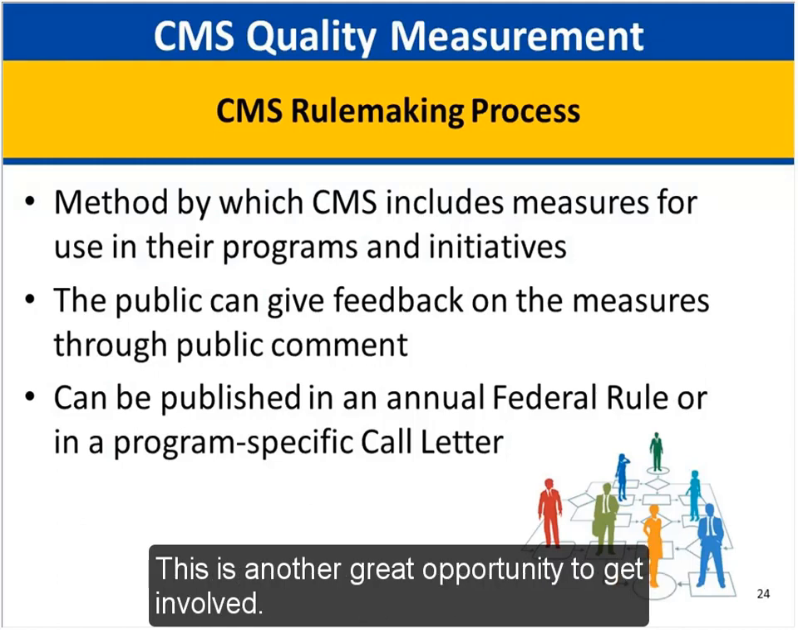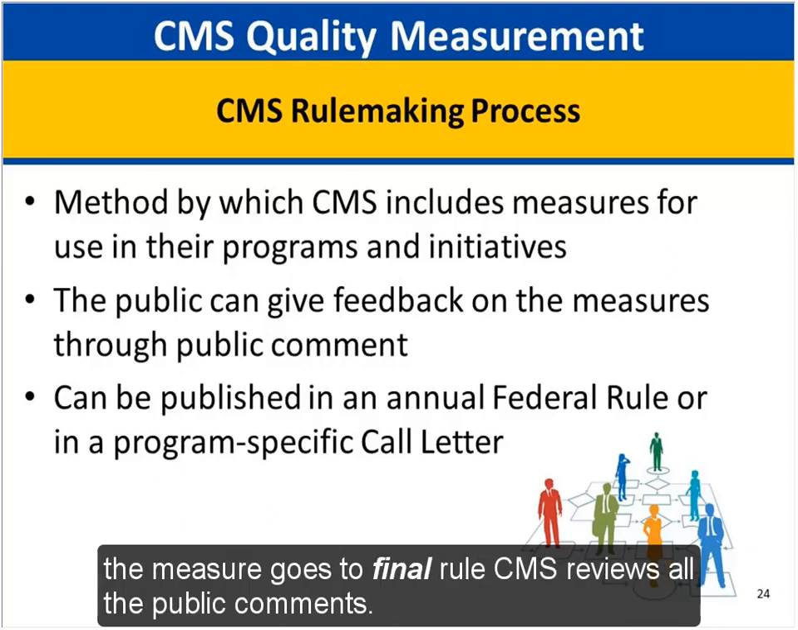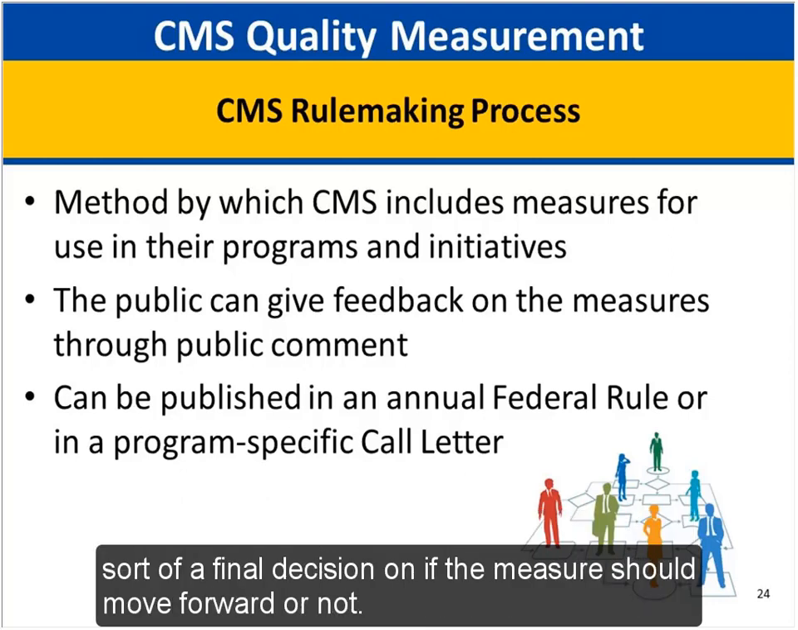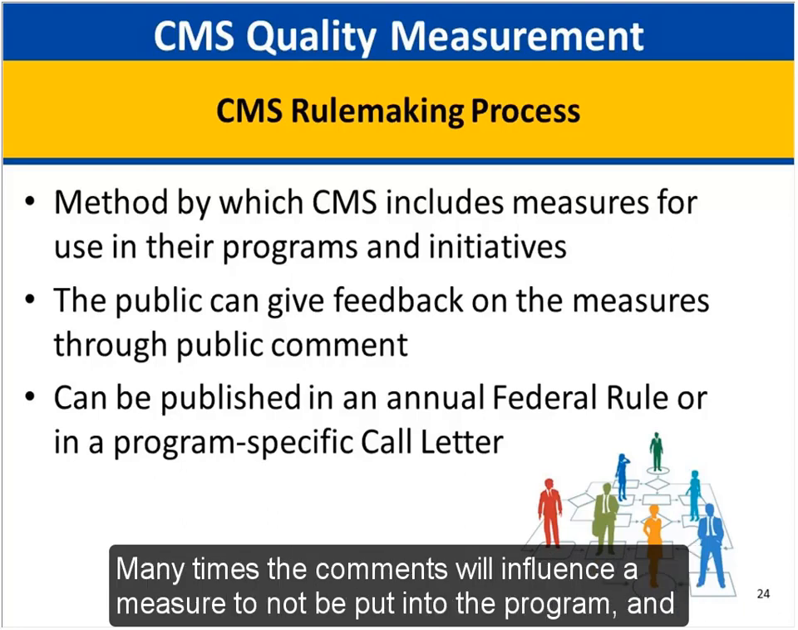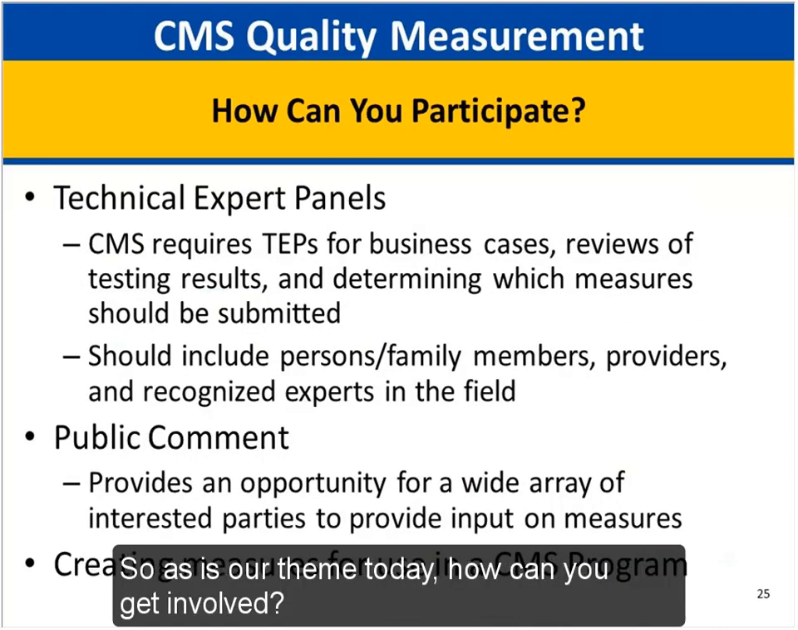And this is another great opportunity to get involved. You can go on to the federal rule website and add comments related to measures. And before the measure goes to final rule, CMS reviews all the public comments. And then when you read the final rule, you'll see that they answer many of, if not all of, the comments that are made, and then come to a final decision on if the measure should move forward or not. Many times the comments will influence a measure to not be put into the program. And other times such accolades are made or need is met that measures go into the programs. So as is our theme today, how can you get involved?